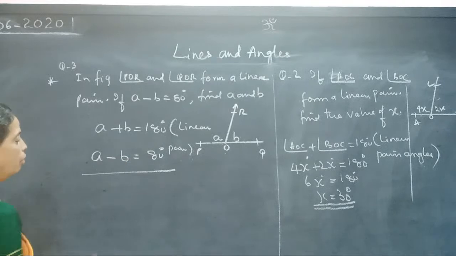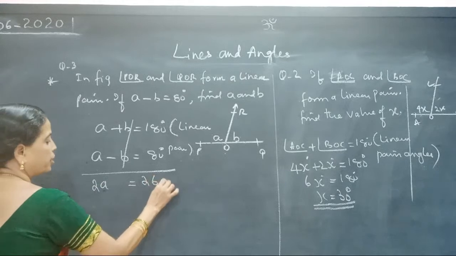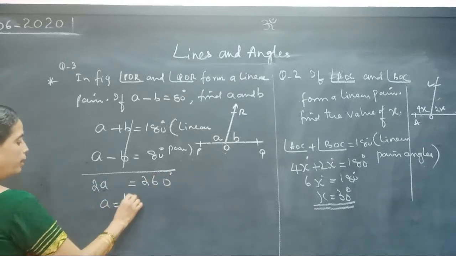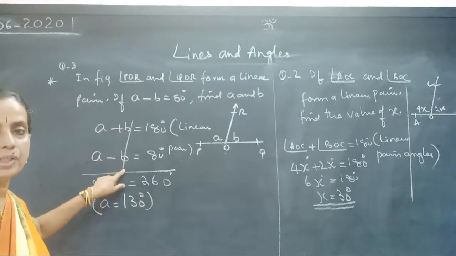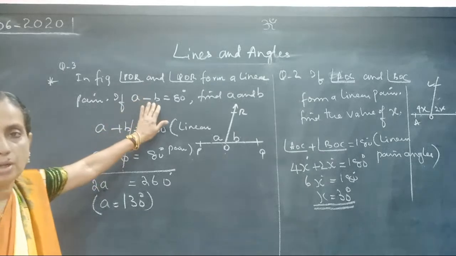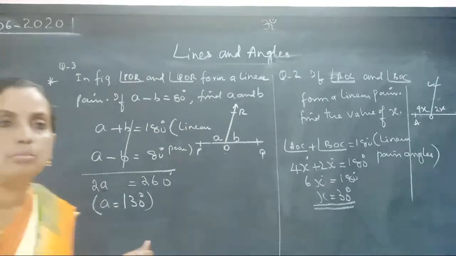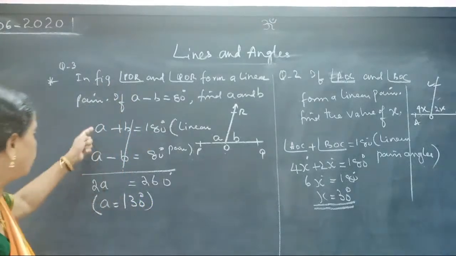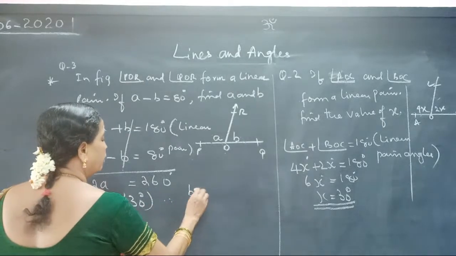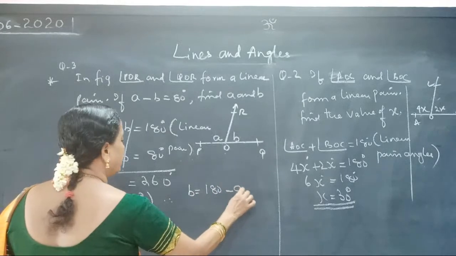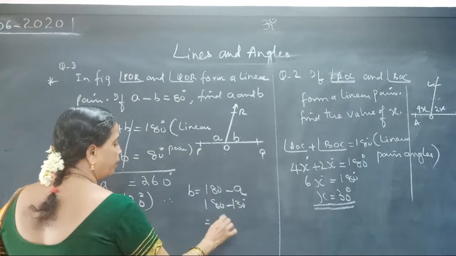Okay, so now plus b minus b cancel, 2a equals 260, a equals 130 degree. I just added the two conditions. One condition is given in the question. Another condition is given in the statement that they form the linear pair. Using those two, we got the measure of A. Therefore, B equals 180 degree minus A, 180 degree minus 130 degree, it is 50 degree.